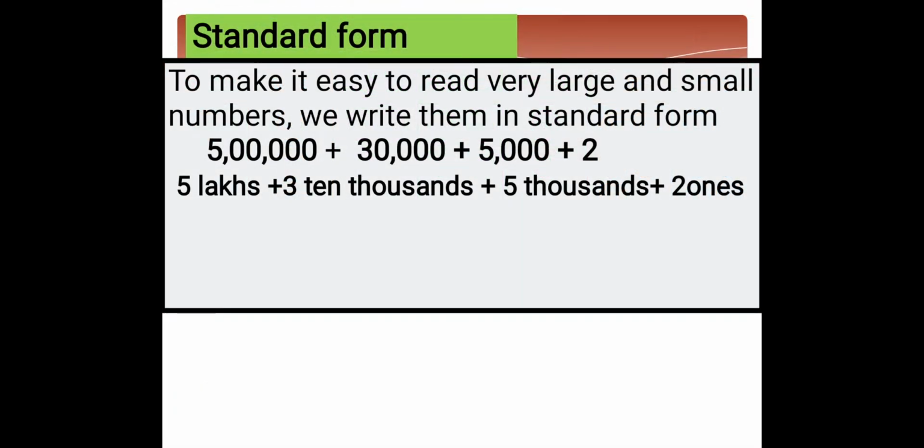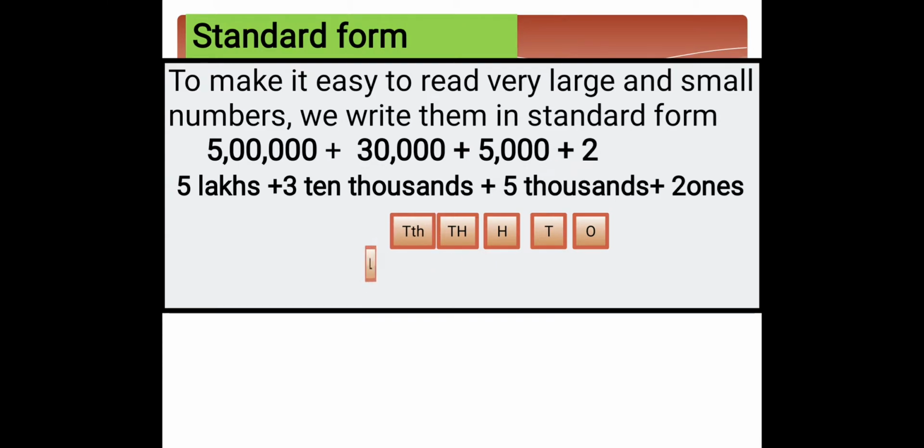Standard form: to make it easy to read very large numbers and small numbers, we read them in standard form. What is this number? Can you read it? No. We have to read it separately, 5 lakhs, 3 10,000s, 5,000, 2 ones. So to make it easy, we place the digits into the place value chart and write the short form of the number. This is also known as the long form.